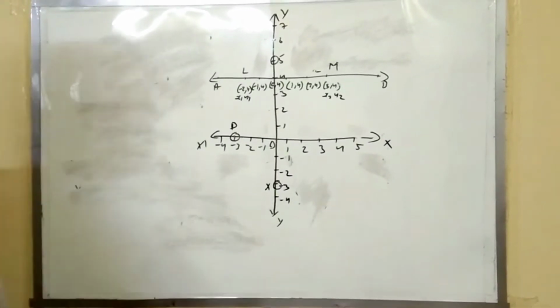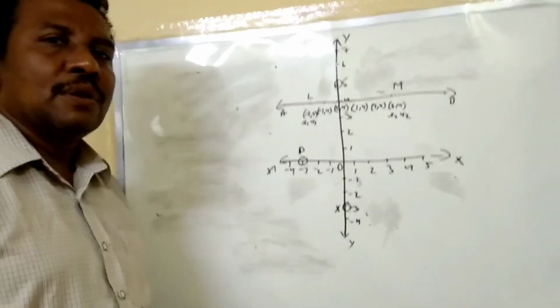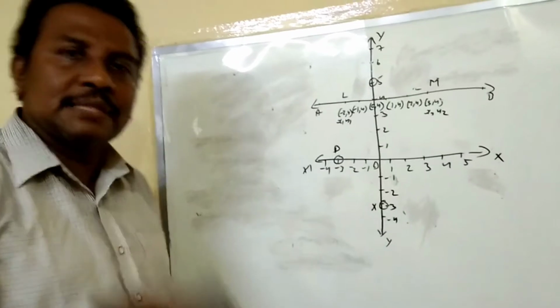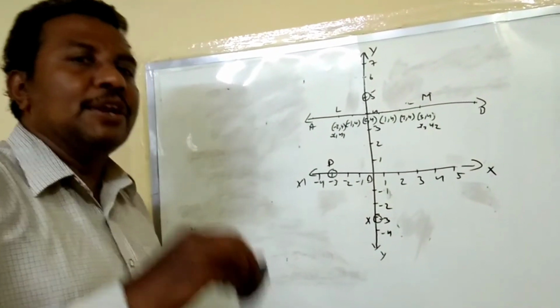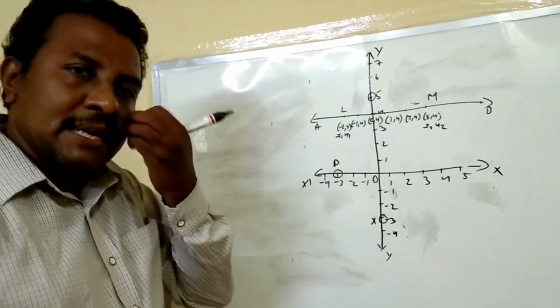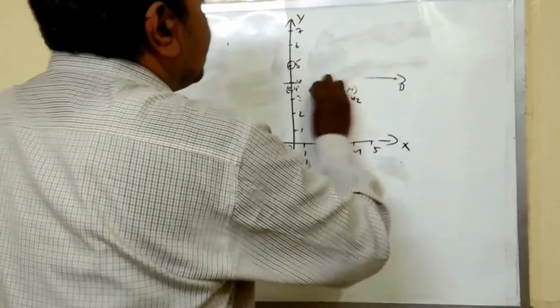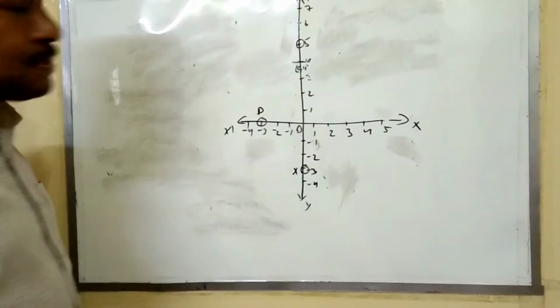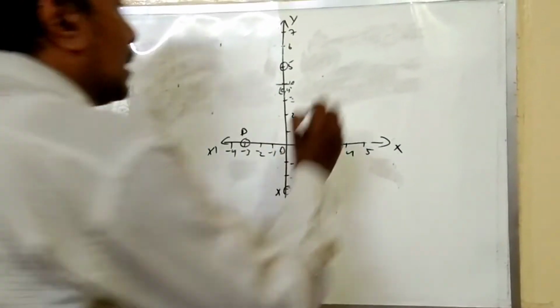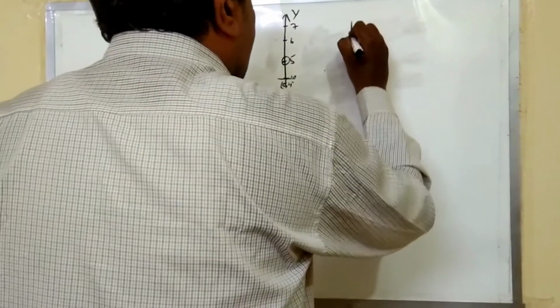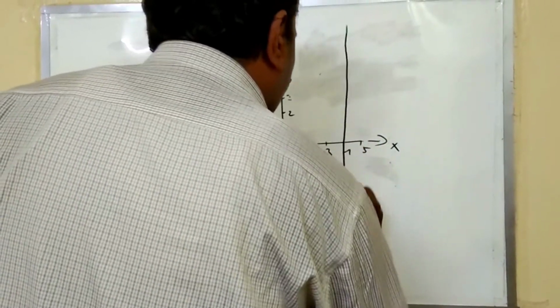So the distance between any 2 points on a line parallel to the x-axis is the same as the distance between any 2 points on the x-axis, that is mod x2 minus x1. Similarly, the distance between any 2 points of a line parallel to the y-axis. Here I am drawing a line parallel to the y-axis.